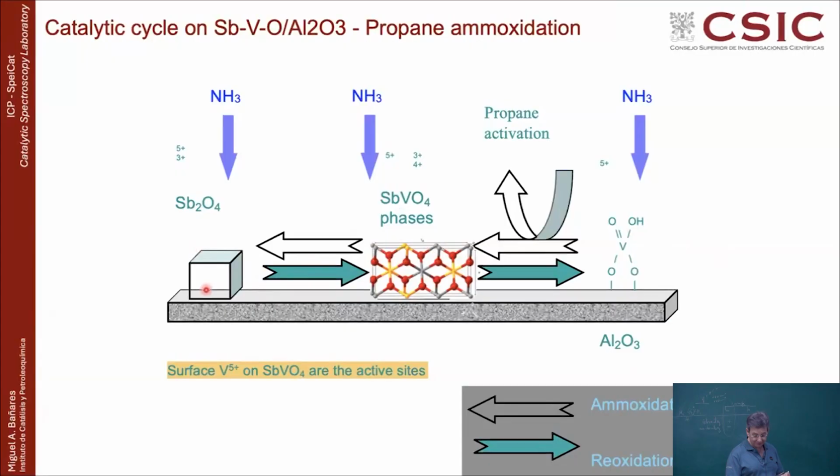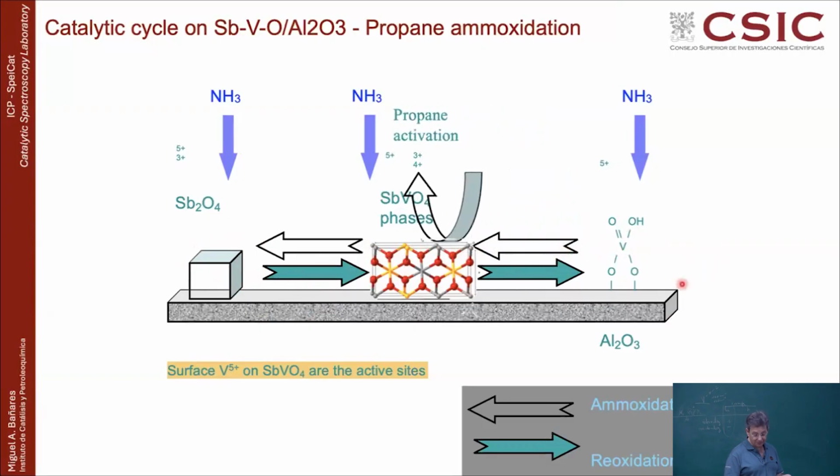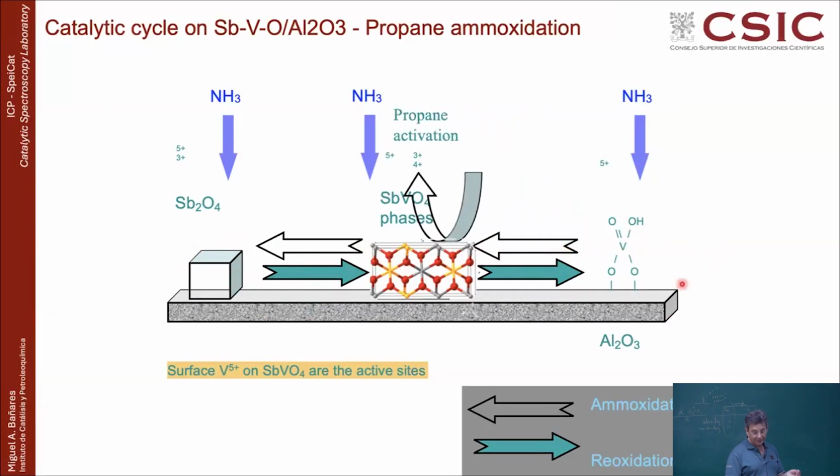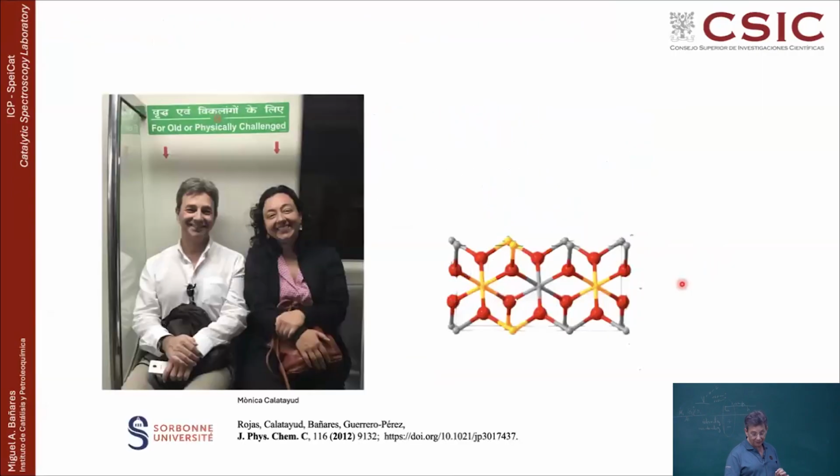What we know is that when you're running reaction, the dispersed vanadium is less apparent and goes into alkoxides. This one doesn't change and you get more segregated antimony. And if you reoxidize, the presence of this decreases and the other one increases. So the point is, where is propane actually activated, here or there? And where do we activate ammonia?